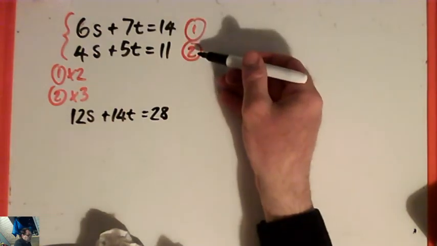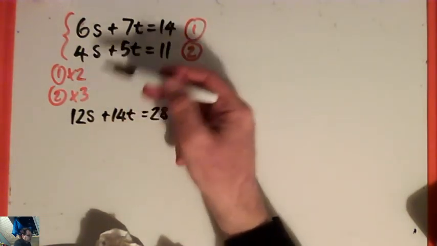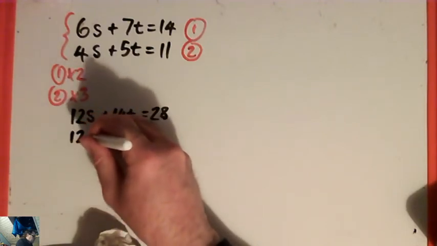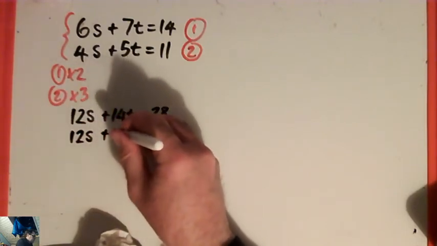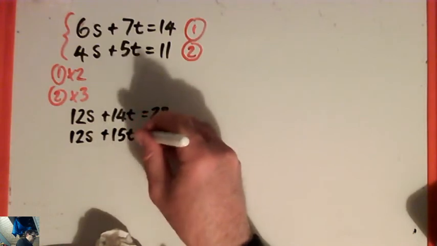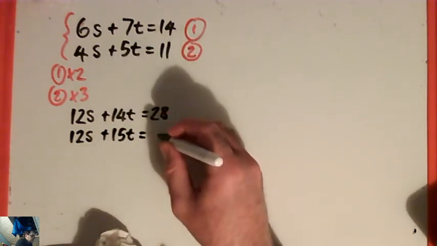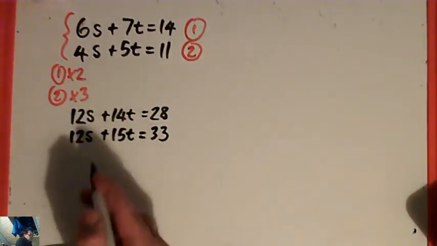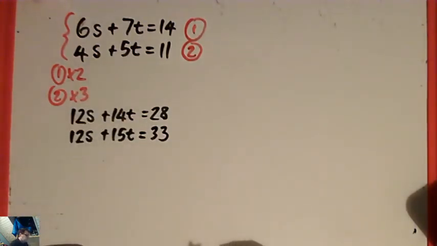And then equation 2, I'm going to multiply everything by 3. So 4s plus 5t equals 11 becomes 12s plus 15t equals 33. So what I've achieved there is to make the s's the same.